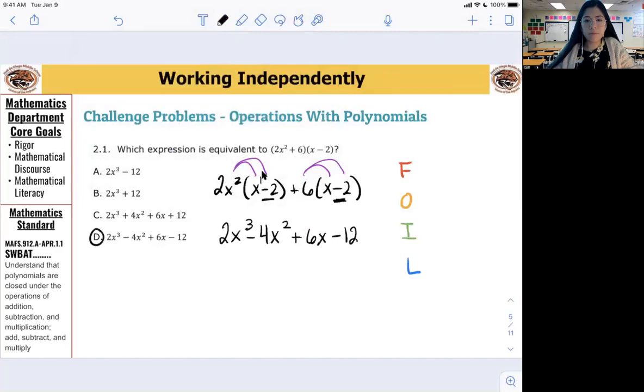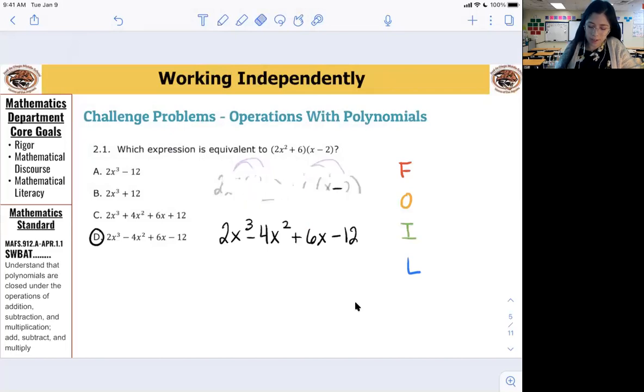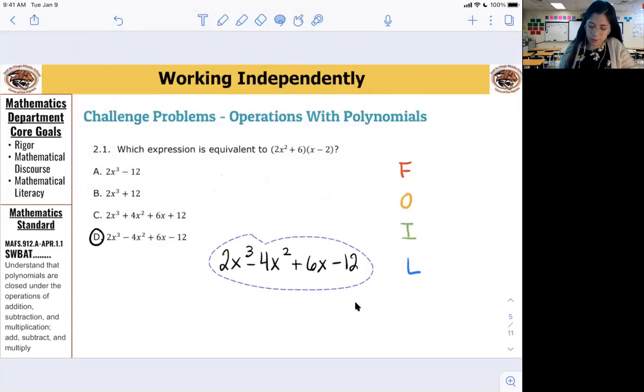Then, are there any like terms? Can I combine anything? Nope, there's no like terms. There's nothing else that I can do. That's it. That's my answer. So it's answer choice D. Now, if I do FOIL instead, I am going to get the same exact answer, just a slightly different way. So let me bring this down.